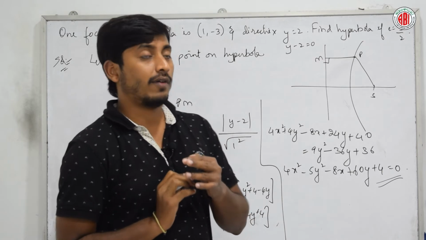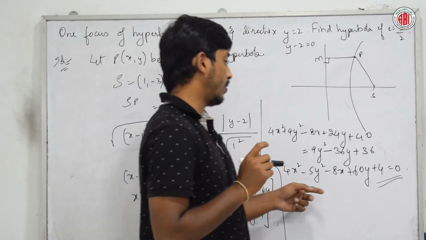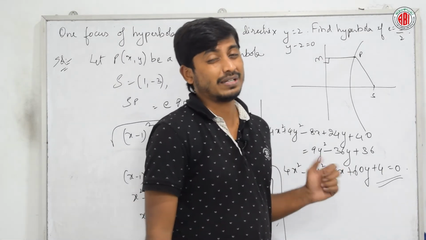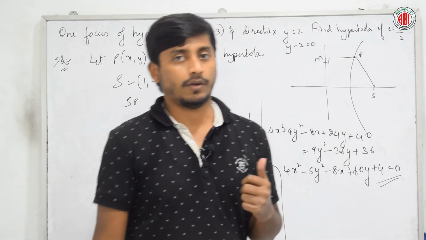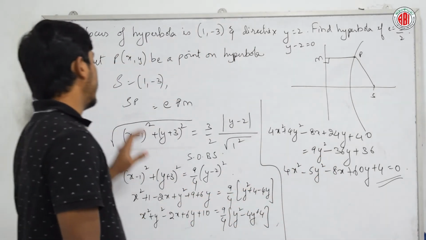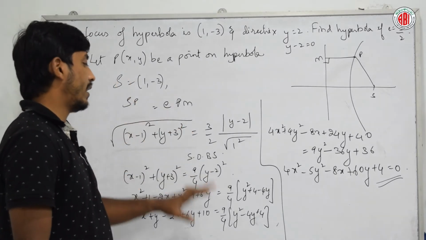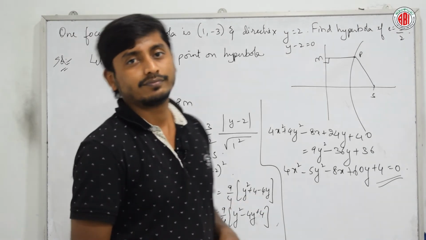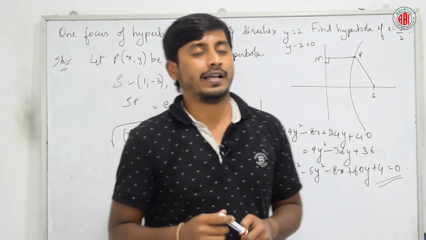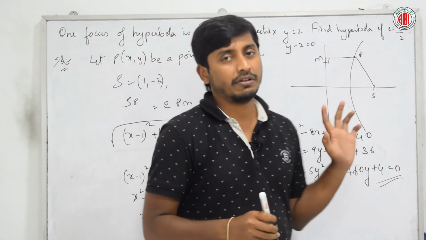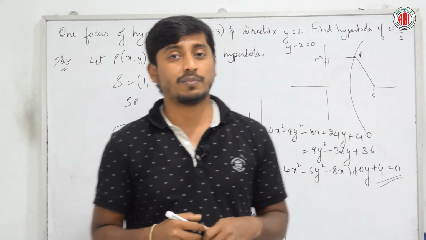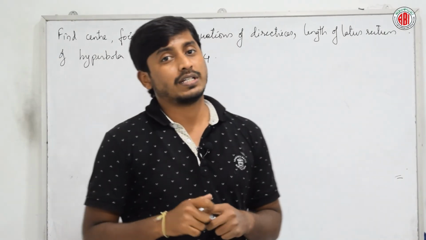One more thing you can observe here is that the coefficient of y square is negative. The main thing we did is SP by PM is equal to e, then we cross multiply, square, and simplify, and we got the answer. This is how we solve this basic problem. Shall we move on to the next problem? Let's do it. Look at the next question here.